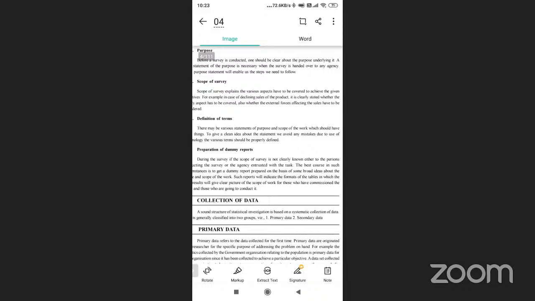So first of all, introduction of statistics. The word statistics is derived from the Latin word status, Italian word statista, French word statistique, German word statistik. So this is the final definition, taken from the German language, statistik. That is the final definition of statistics.